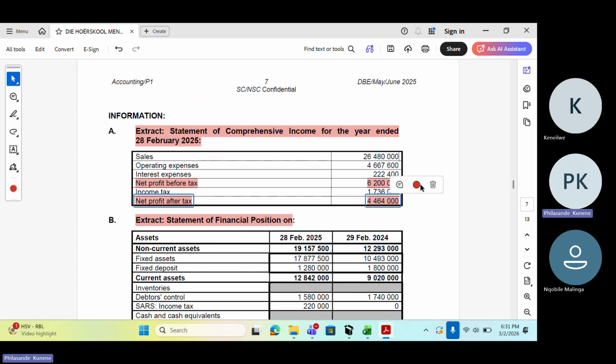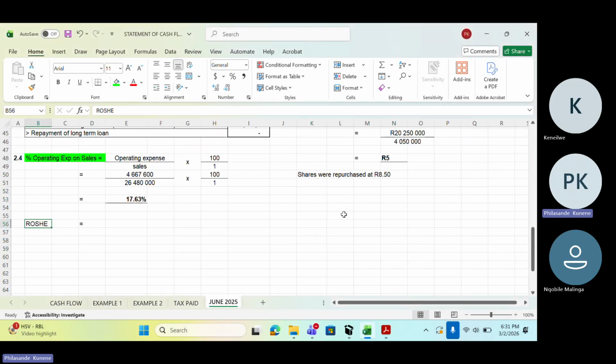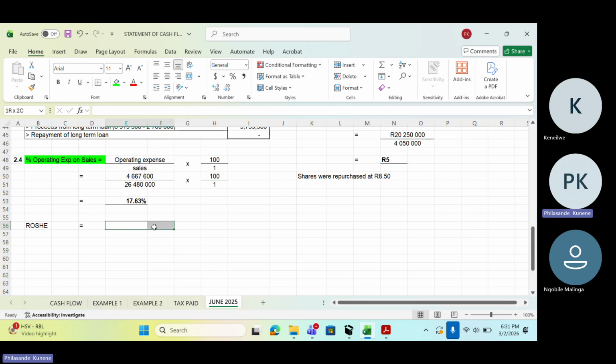If you look here, we have the profit of 4,464,000 rands. We need to, this is a return, but now on shareholders' equity, that is the net profit all over a return on average. Okay, let me just draft the formula here so that we can be able to understand it.